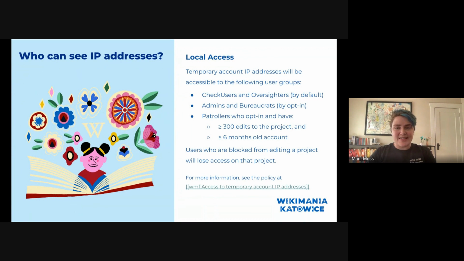Certain users will have access to these IP addresses for temporary accounts on individual or local Wikimedia projects in order to protect those projects. Check users and oversights will have local access rights, for example, by default. Admins and bureaucrats will be able to opt in for access. And patrollers who opt in will also be able to access these IP addresses as long as they've made at least 300 edits to that local project, and their account is at least 6 months old.